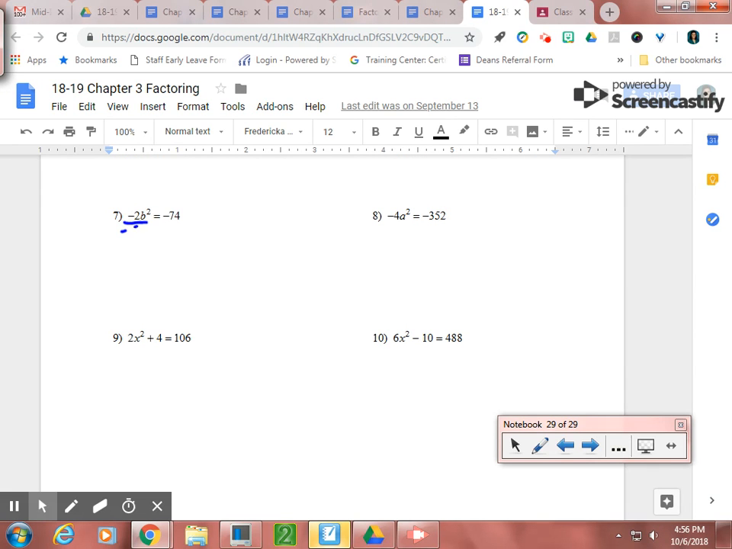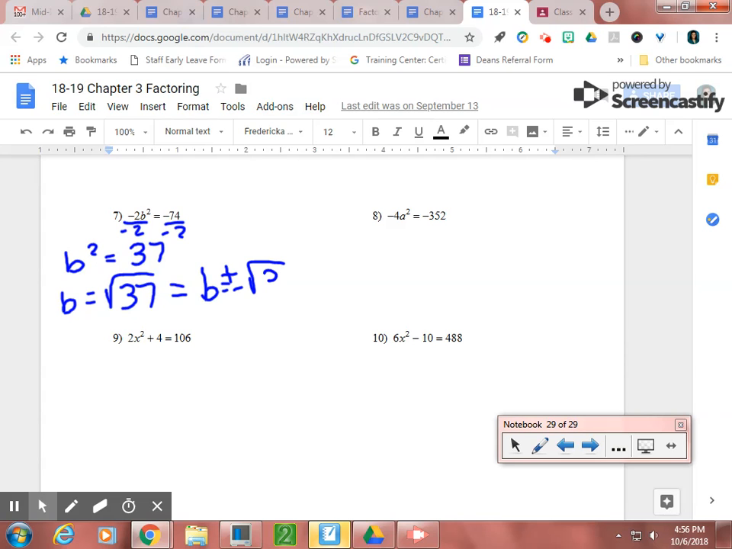Okay, this one you want to divide by negative 2. So I'm going to get that b squared is equal to 37. So then I want to take the square root of 37. Well, that doesn't have a perfect square root, so you're going to leave that as b equals plus or minus the square root of 37. And that's fine.